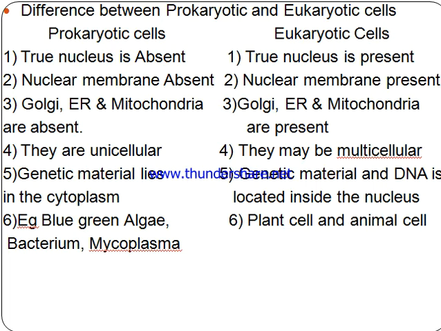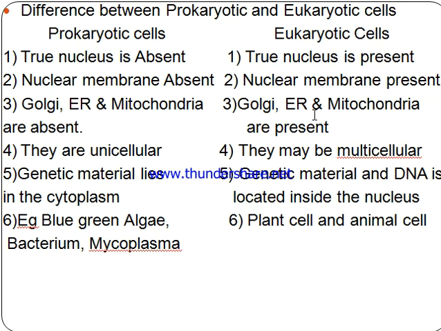In prokaryotic cells, a true nucleus is absent, but in eukaryotic cells, the nucleus is present. In prokaryotic cells, the nuclear membrane is absent, but in eukaryotic cells, the nuclear membrane is present. In prokaryotic cells, Golgi apparatus, endoplasmic reticulum and mitochondria are absent, but in eukaryotic cells, Golgi apparatus, endoplasmic reticulum and mitochondria are present.